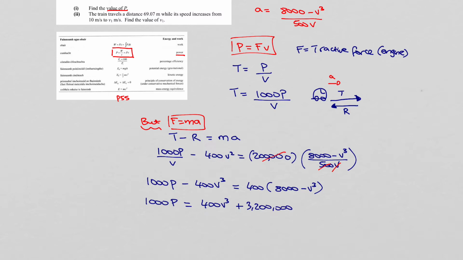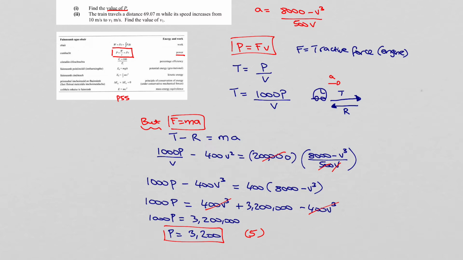And then we have minus 400 v cubed, which is really nice because 400 v cubed and minus 400 v cubed cancel, which means I now have 1,000 P equal to 3,200,000. Dividing across by 1,000 means I can find my value for P. So P is 3,200. We were getting 5 marks for working out our value for power, and that was the first part of the question.